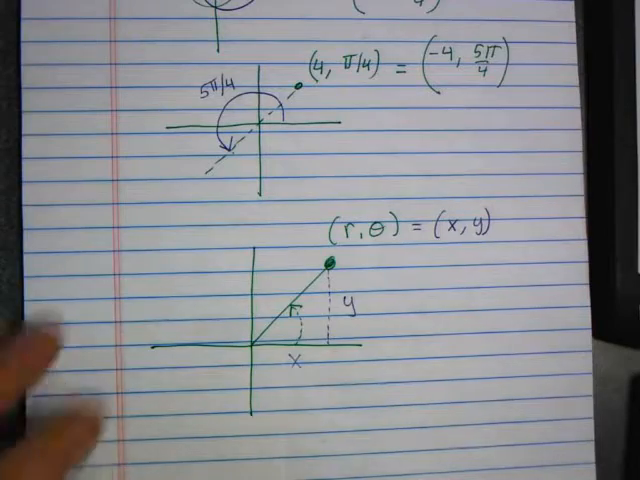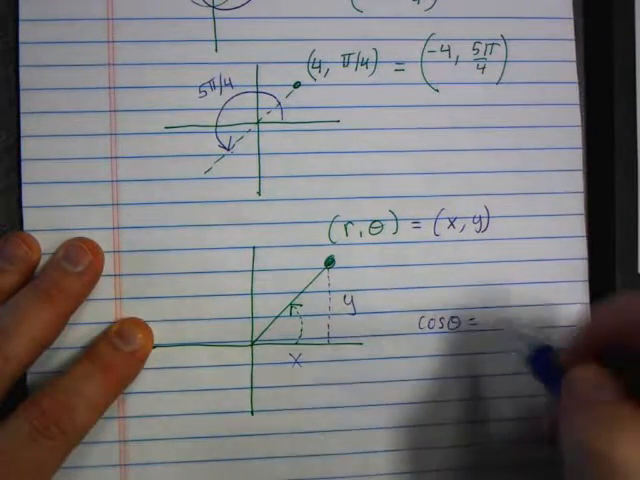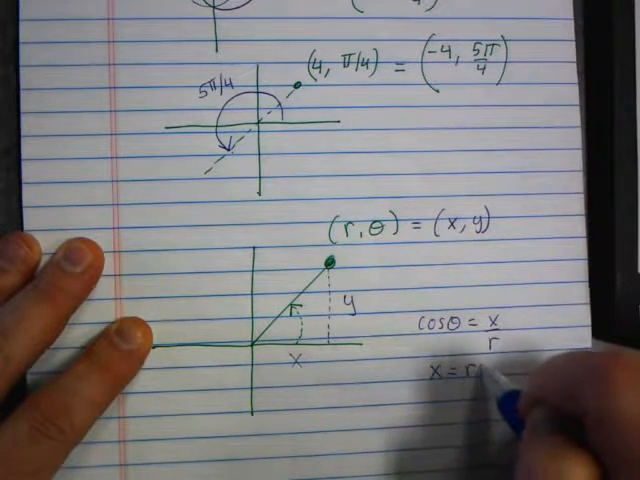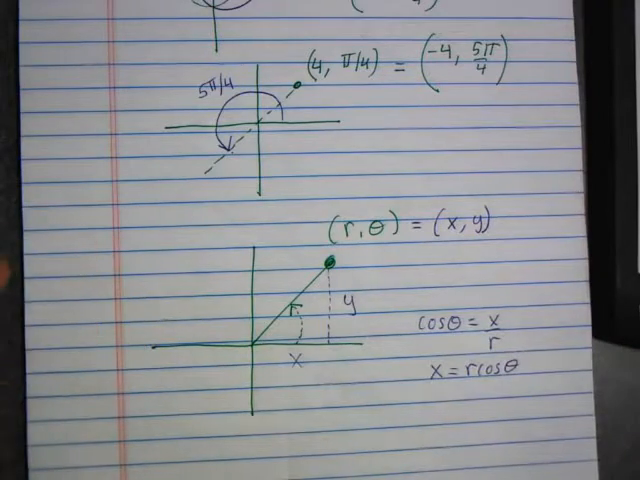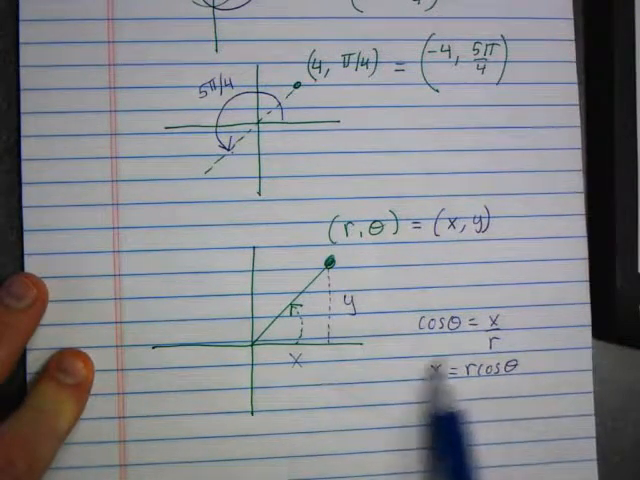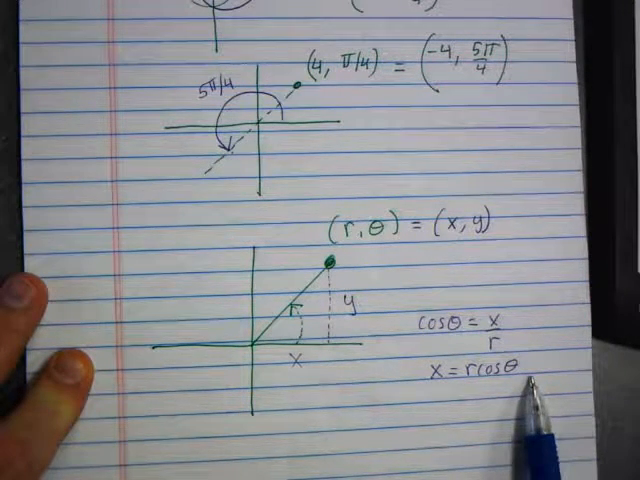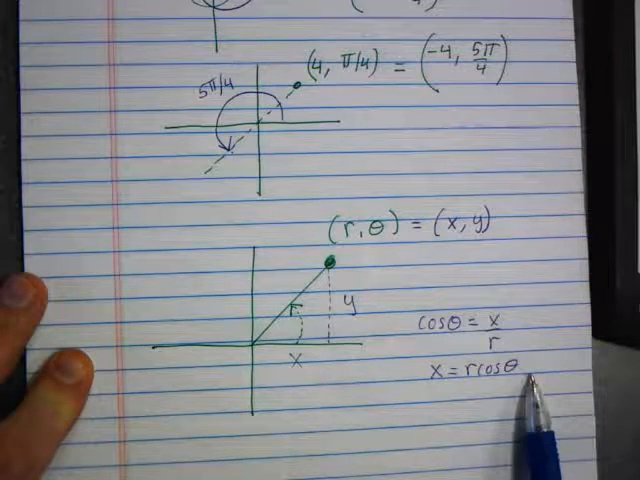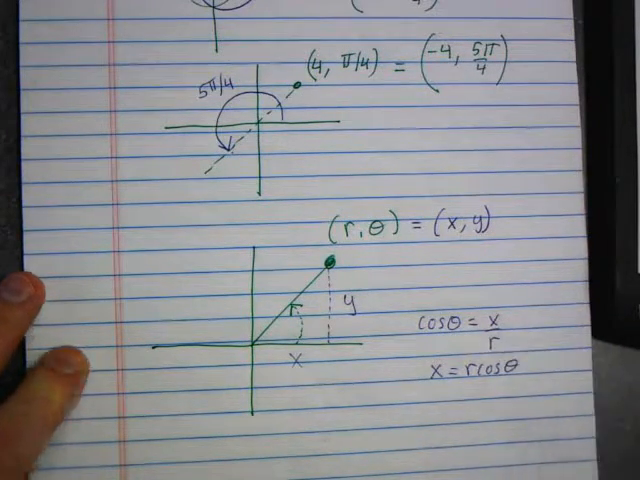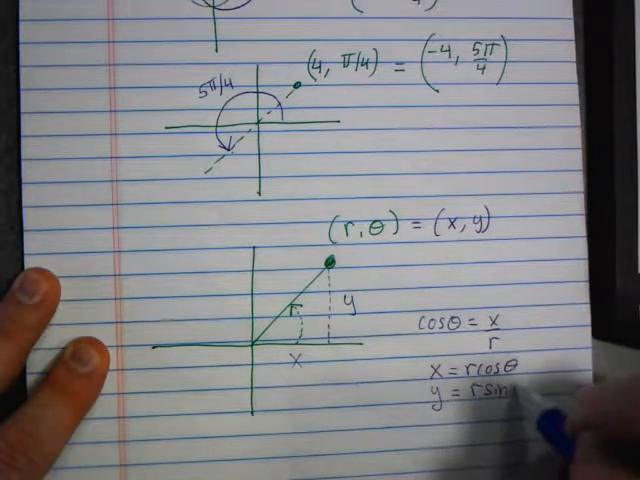X would be cosine. So cosine of theta would give me x over r. So x is r cosine theta. If I give you a polar point, you can very easily give me the x in rectangular. X is r cosine theta. What about y? It would be the same thing, right? You'd have sine theta is y over r. So y is going to be r sine theta.